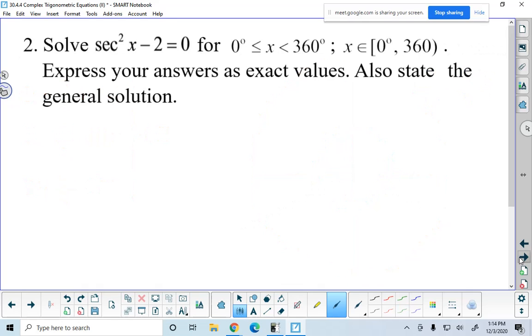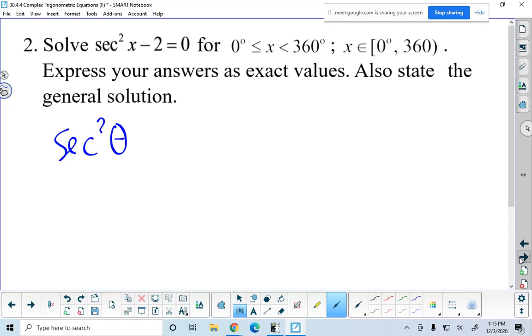All right, let's take a look at another one then. Solve secant squared theta minus 2 equals 0. Okay, wait. This is a quadratic equation, but there is no linear term. Let me rewrite it for you. It's secant squared of theta, and I'm going to change my x's to theta.